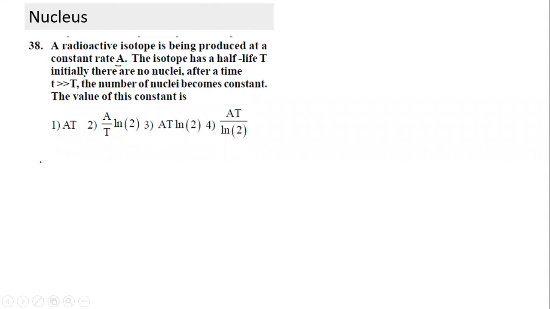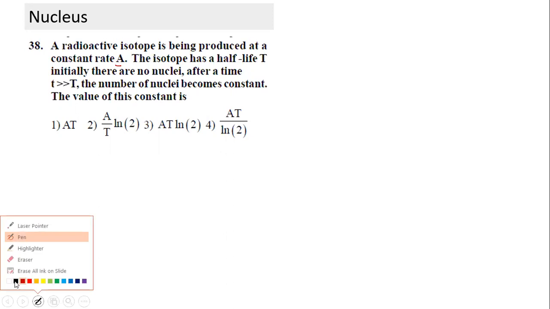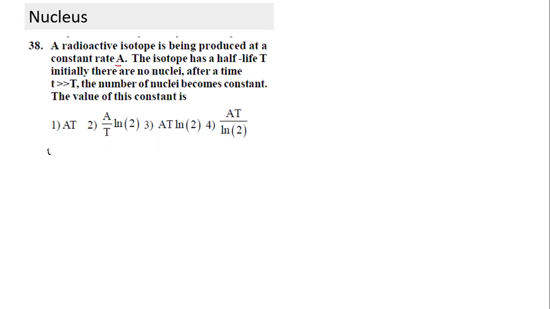So let's see what will happen. Initially, let's understand this question. What is given here? Initially, at time t equal to 0, let's call the number of nuclei N0. N0 is equal to 0. There are no nuclei present initially, but they are being generated at a rate of A.